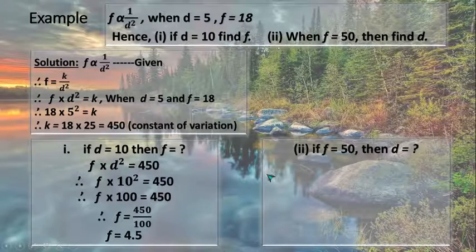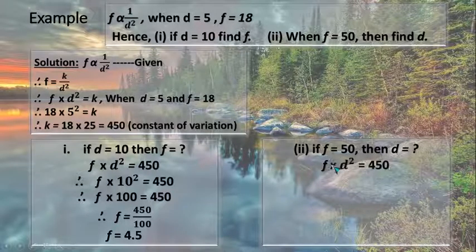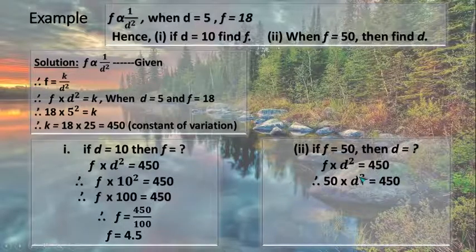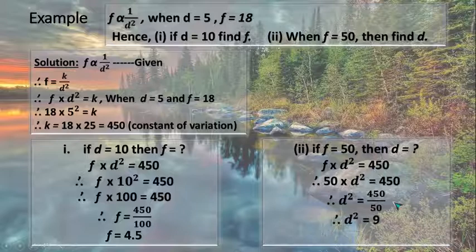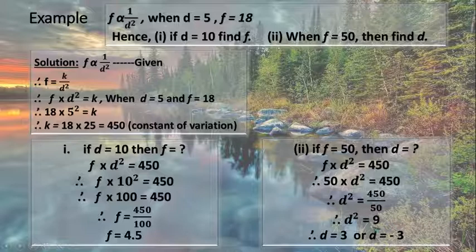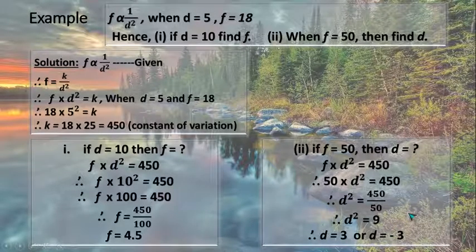Second, if f is equals to 50, then find d. f into d square is equals to 450. Therefore, 50 into d square is equals to 450. Therefore, d square is equals to 450 upon 50. Therefore, d square is equals to 9. Therefore, we can say that d is equals to 3 or d is equals to minus 3.